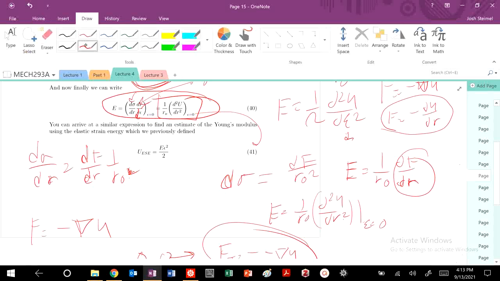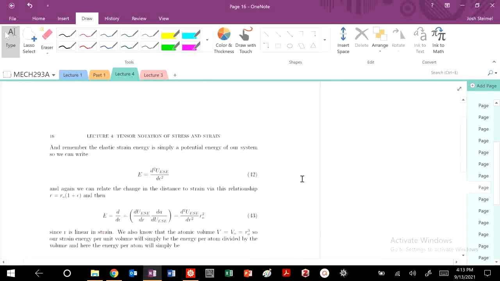Now let's see if we can derive this using another perspective, looking specifically at our elastic strain energy. We previously defined our elastic strain energy as follows, in terms of our Young's modulus and strain. Again, the elastic strain energy is a potential energy of our system.